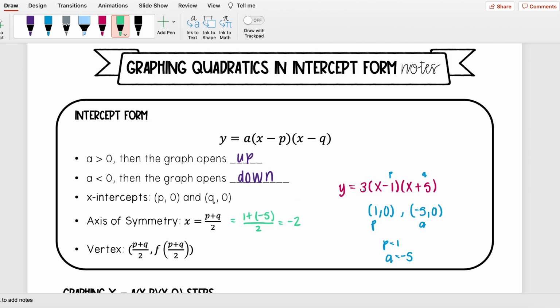So continuing on with this example, I would plug in -2 for x. So instead of x minus 1, I'd have -2 minus 1, and -2 plus 5. And so I have -3 and 3, so 3 times -3 is -9. -9 times 3 is equal to -27. And so my vertex for this one would have been (-2, -27). But we'll go through many examples finding those x-intercepts, axis of symmetry, and vertex in the following videos.